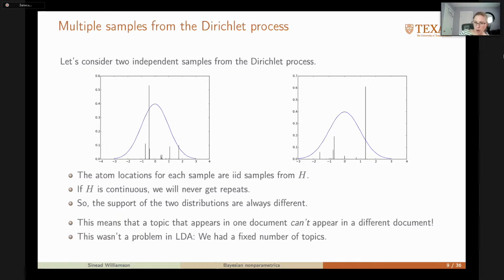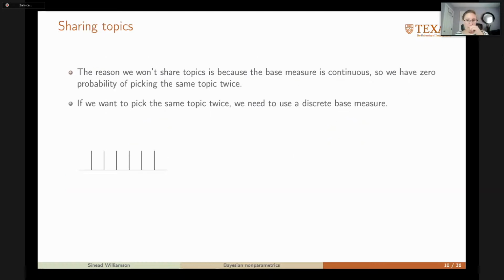Now, this wasn't a problem in LDA because we specifically had K topics and we were assigning probabilities to those specific K. It's only a problem here because we're sampling those topics from some distribution. So how can we get around this? Well, the problem was that our base measure was continuous. That's why we didn't get repeats.